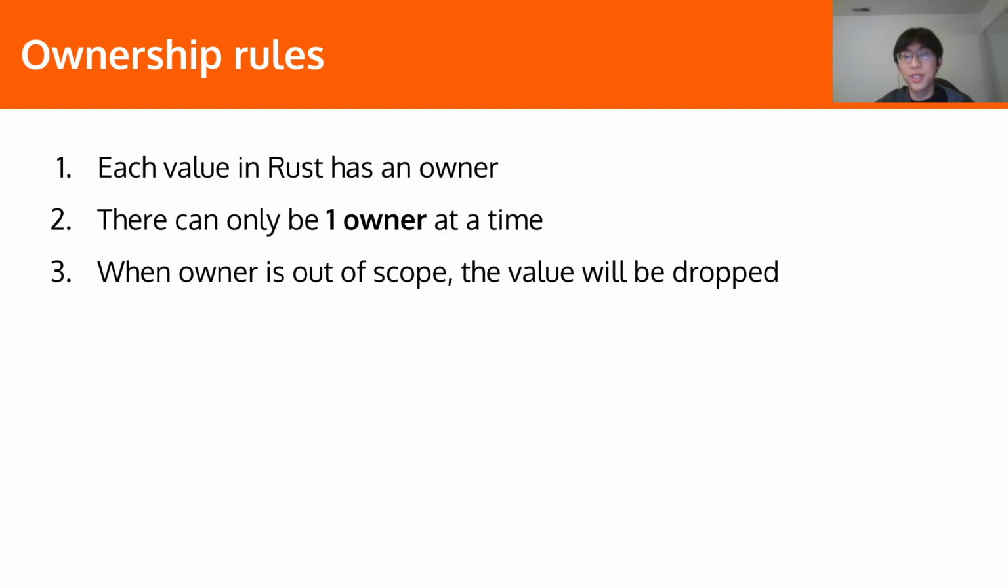So let's go over these ownership rules, and then we'll look at how these are applied in practice. The rules are: each value in Rust has an owner. So every value is owned by somebody. There can only be one owner at a time, so each value can only be owned by one owner. And when the owner goes out of scope, the value will be dropped. This tells us when we are able to free memory.